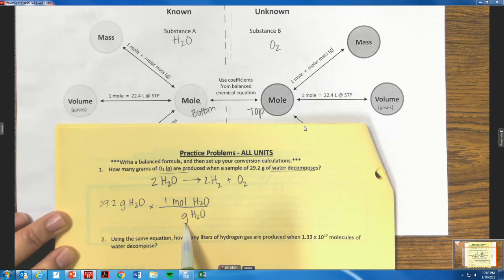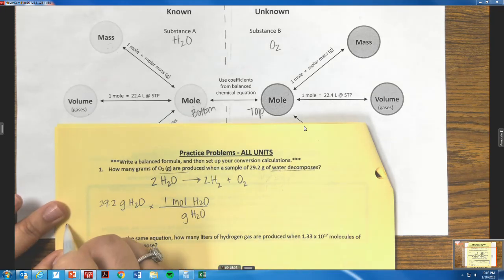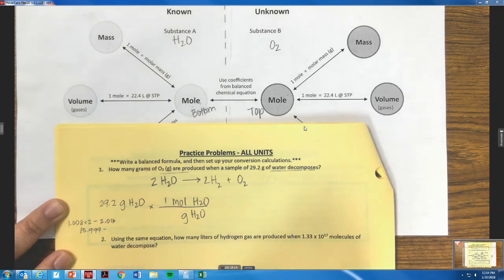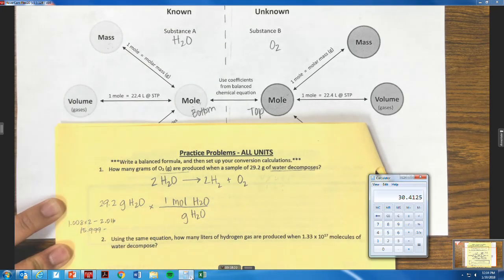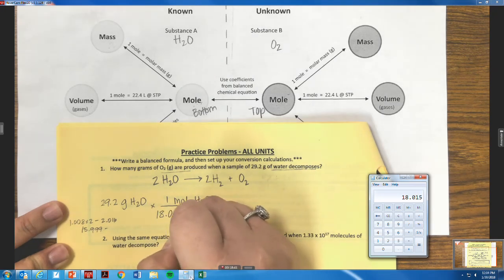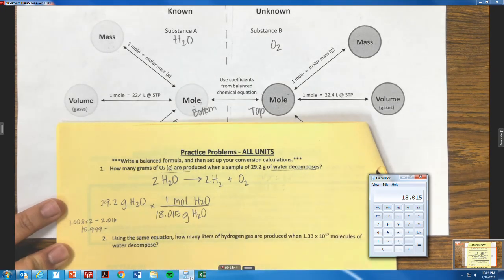Okay, so I have to calculate my molar mass for water. Again, hydrogen is 1.008 times 2, that's going to be 2.016. And then oxygen is 15.999, and we only have 1. So 15.999 plus 2.016, and we get 18.015. Okay, that's our molar mass for water.